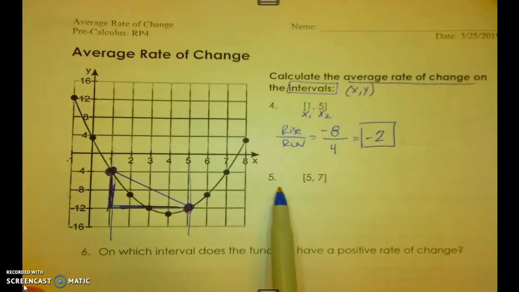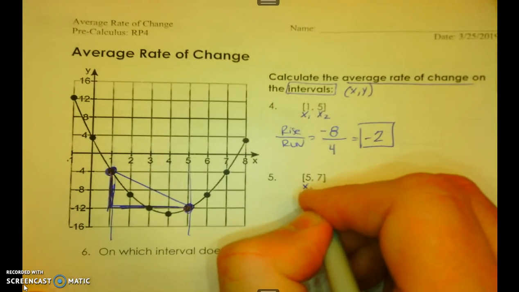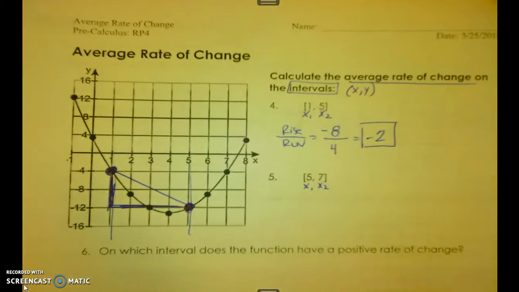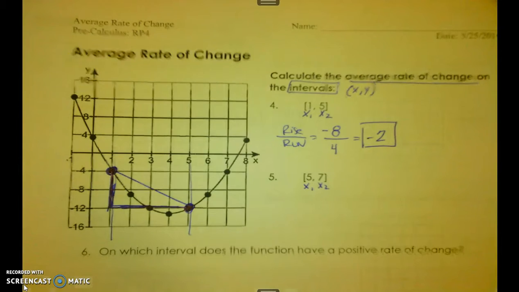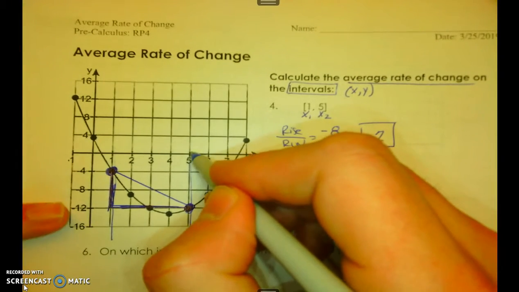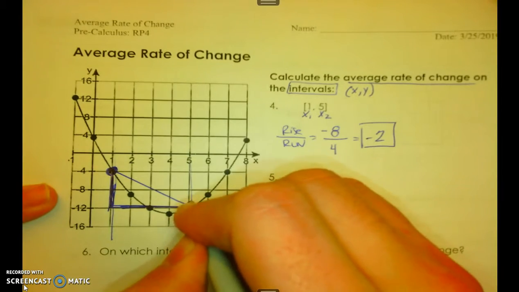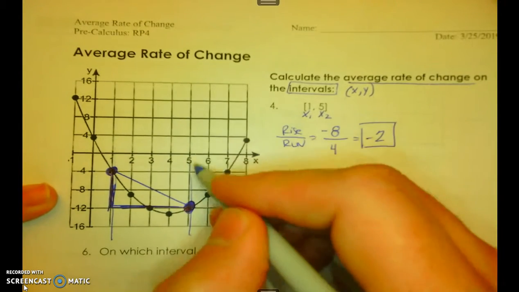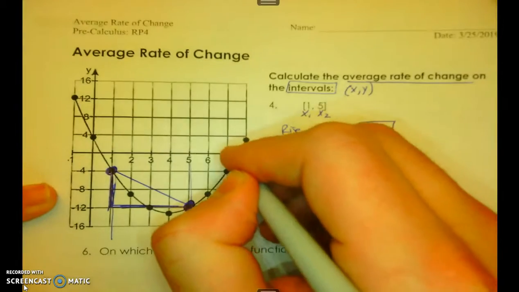So let's do number 5 now. Number 5, x1 and x2, because they're square brackets, they're not going to be a coordinate point, they're going to be an interval of x values. So we're going to do the same thing between 5 and 7. I'm going to go to 5. I'm going to go down to the function. So right where my other one ended, that's where I'm going to start. And then I'm going to go to x2, which is 7, and go to the function.